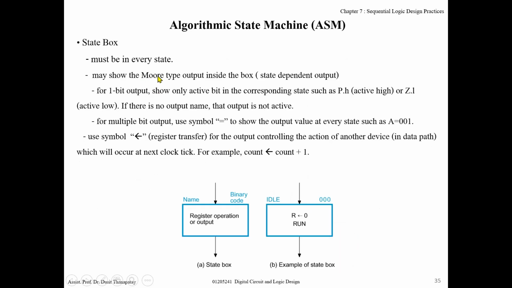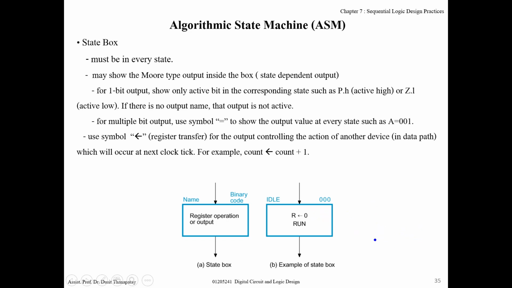For the state box, it must be in every state to show the state name and its binary code. For example, state idle, and 00 is the state code for idle. Inside this box, we show the output if the output is based on the state only, namely a Moore type output, like outputs of the state machine and register operations. For example, clear or load.